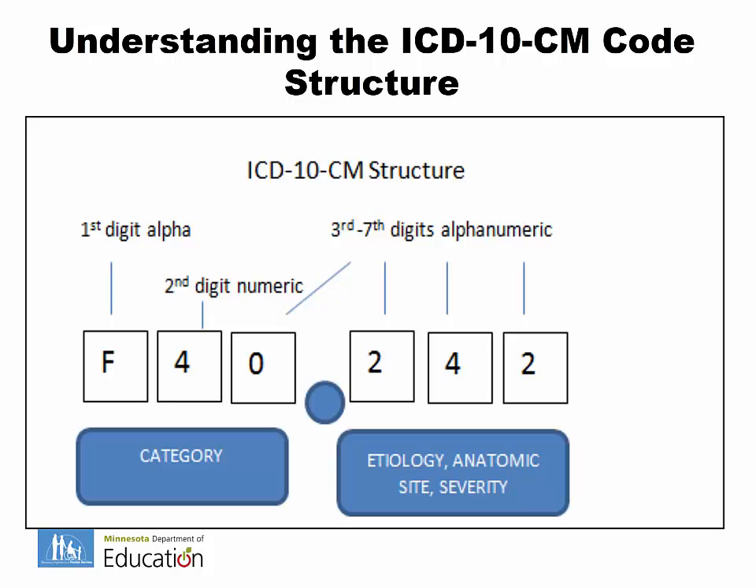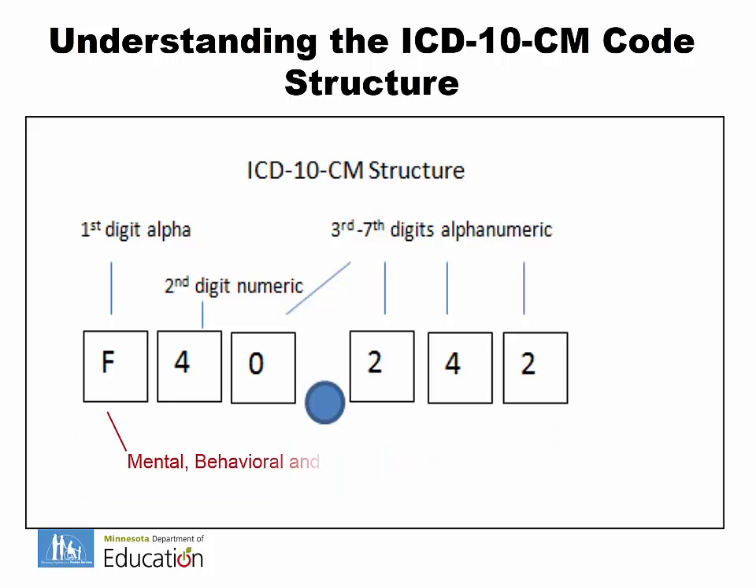Let's break down this example. The F chapter is called Mental, Behavioral, and Neurodevelopmental Disorders. The number 40 tells us that this is a phobic anxiety disorder. The 242 further defines the phobia as fear of bridges. Now we know this ICD-10-CM code is for an individual that has a fear of bridges. It's important to remember that the ICD-10-CM code needs to be as specific as possible.